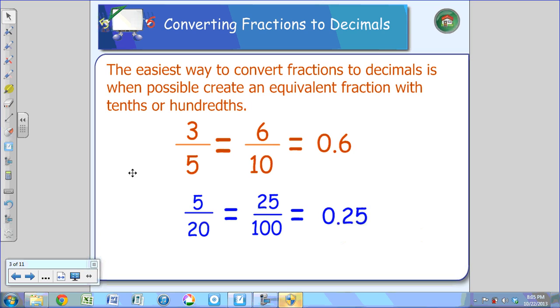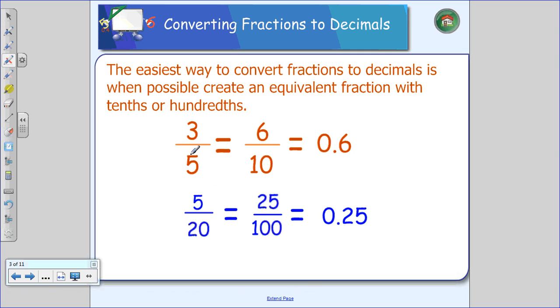So the easiest way to convert a fraction to a decimal, when it's possible, is to create an equivalent fraction with tenths or hundredths. So sometimes, like in this case, since my denominator here was 5, if I multiply 5 times 2, I get 10. Now, once I have a 10 in the denominator, then it's easy to tell what decimal it is. But if I multiply the bottom by 2, I have to multiply the top by 2 as well. 3 times 2 is 6. So I end up with 6/10, or 0.6.